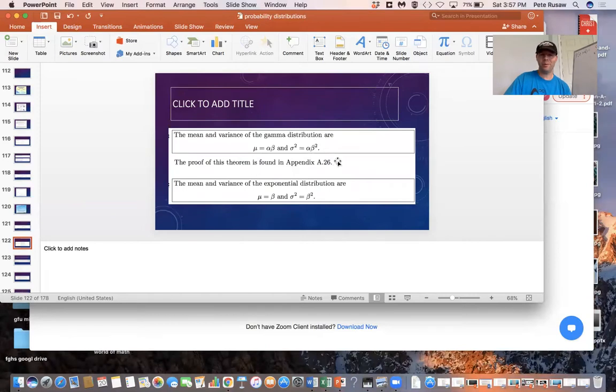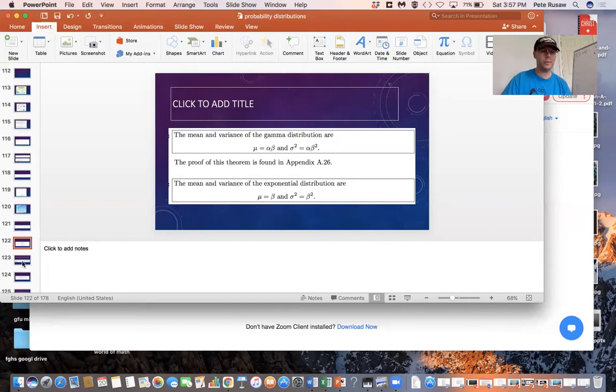These are the shortcut formulas for the mean and variance of the gamma distribution, so that you don't have to do that big, long expected value integral if you want the mean and variance. And then, of course, if you plug in 1 for alpha, you get something really simple, and those are the mean and variance formulas for the exponential distribution. Again, it's just exactly what is above, but with alpha equal to 1.